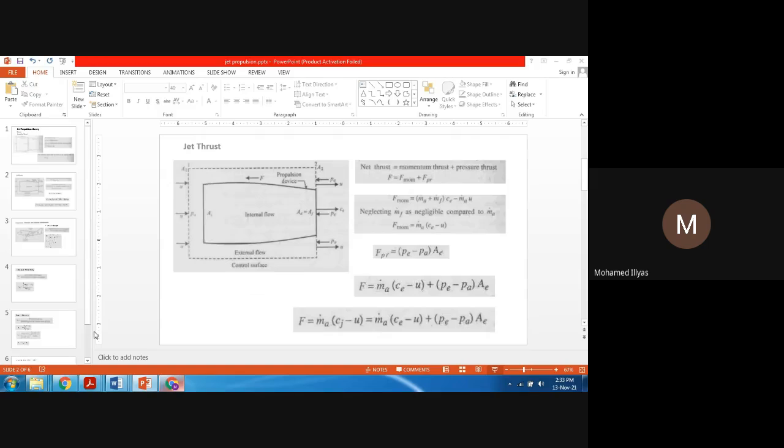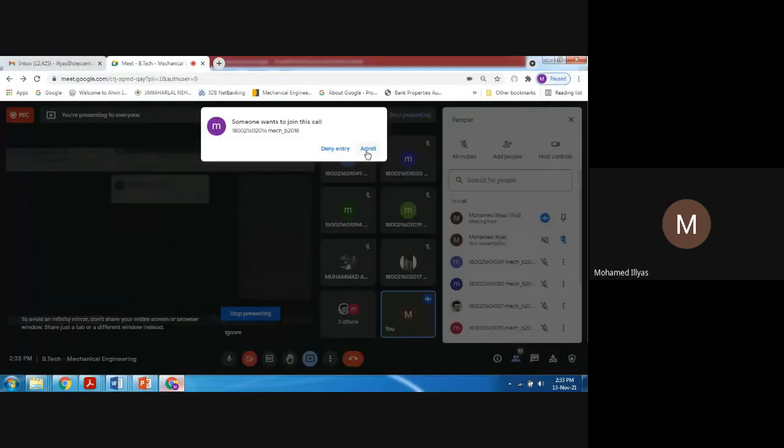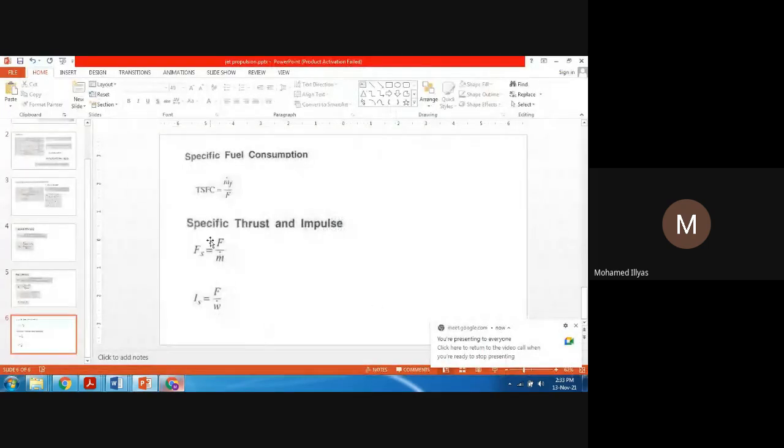If the mass flow rate of the fuel is significant, then we'll use m dot a plus m dot f. Sometimes the mass flow rate of the fuel will be negligible. In that case, we'll use just m dot a. Similarly, we have another parameter, impulse. This is nothing but thrust produced per unit weight flow rate of the fuel, W dot, so we have to multiply with the acceleration due to gravity here. So we'll call it specific thrust, and the next one is specific impulse.